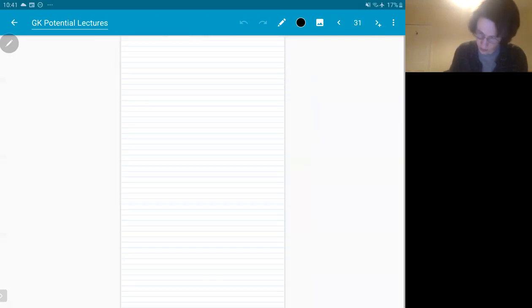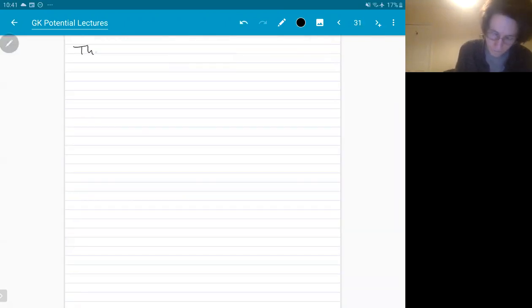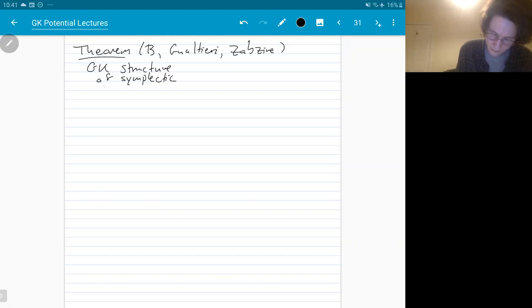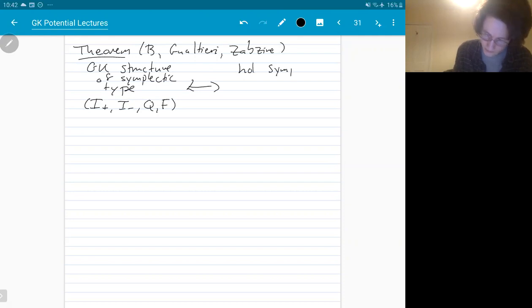So this is the main theorem: a GK structure of symplectic type is equivalent to a holomorphic symplectic Morita equivalence along with a brane bisection L.